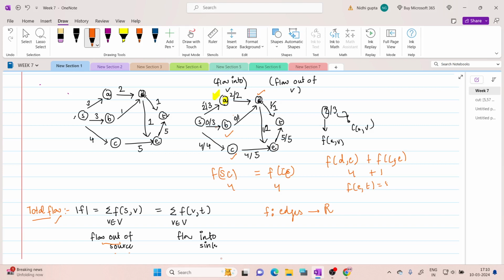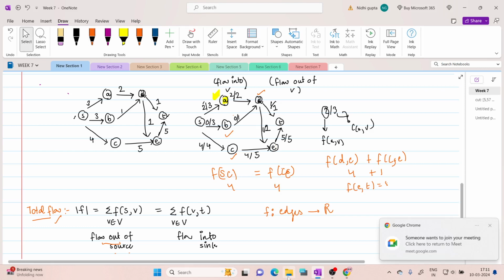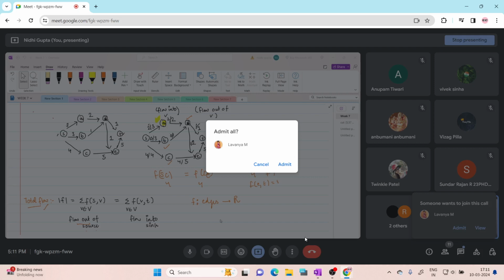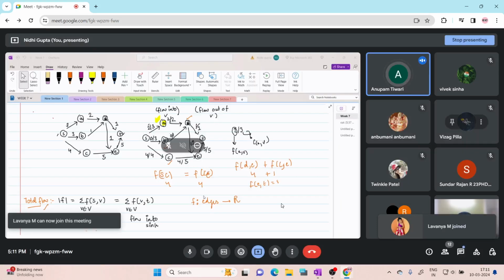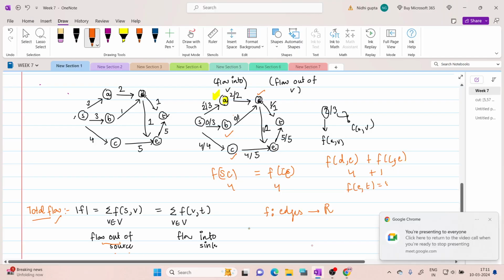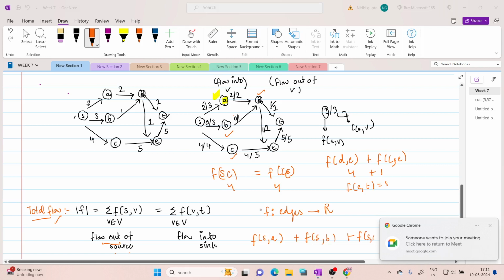So in this above network, what is the value of flow? 6, ma'am. 6, because we have to count FSA plus FSB plus FSC, which is 2 plus 0 plus 4, which is 6.